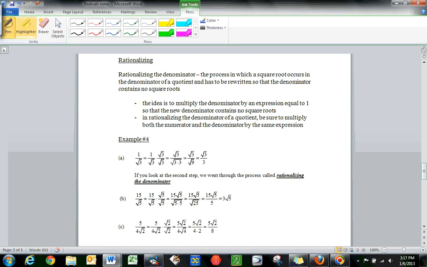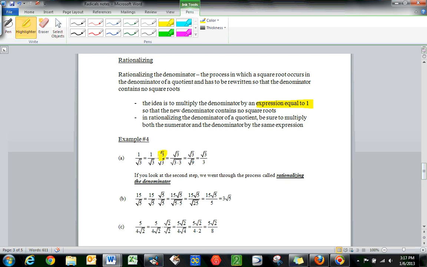Now, the idea of rationalizing the denominator is to multiply the expression by something equal to 1. Okay, and when we do this, we're going to look for the bottom value in the denominator as a guide to what to multiply by. So if we look at this first example, we have 1 over the square root of 3. Well, since it's the square root of 3, we're going to actually want to use the square root of 3 because we know square root of 3 times square root of 3 is going to give us square root of 9, which is just going to be 3, and this allows us to clear out the radical.